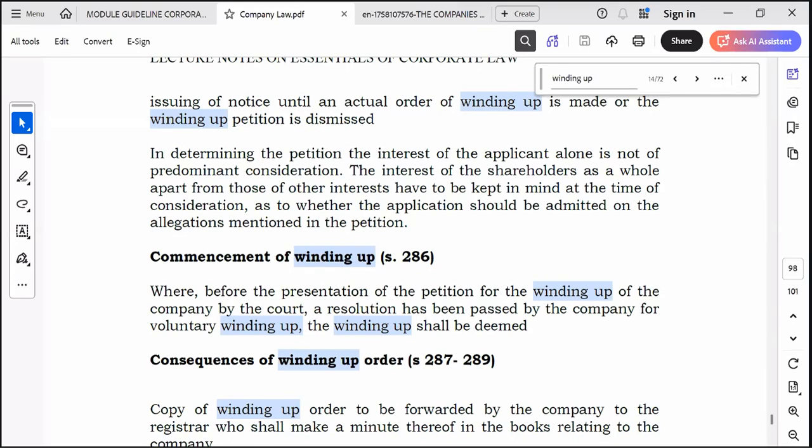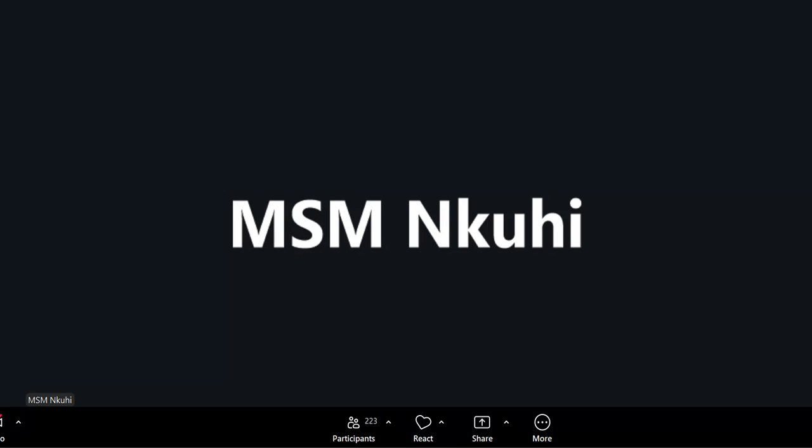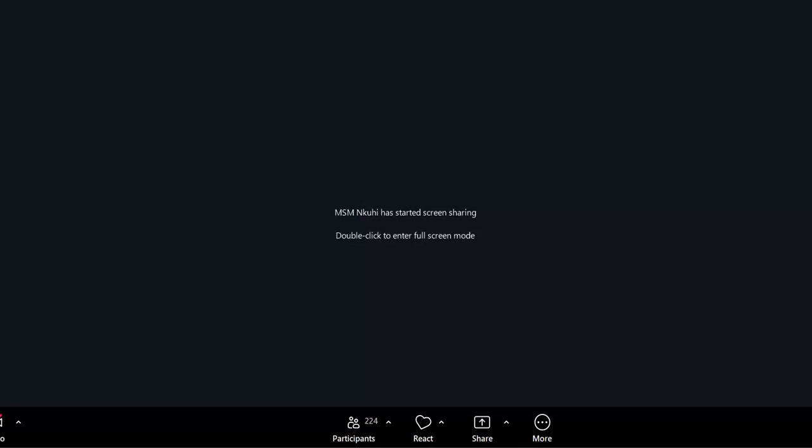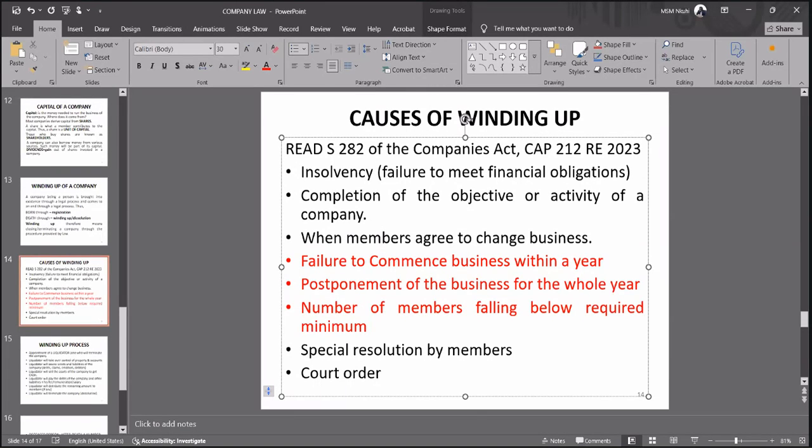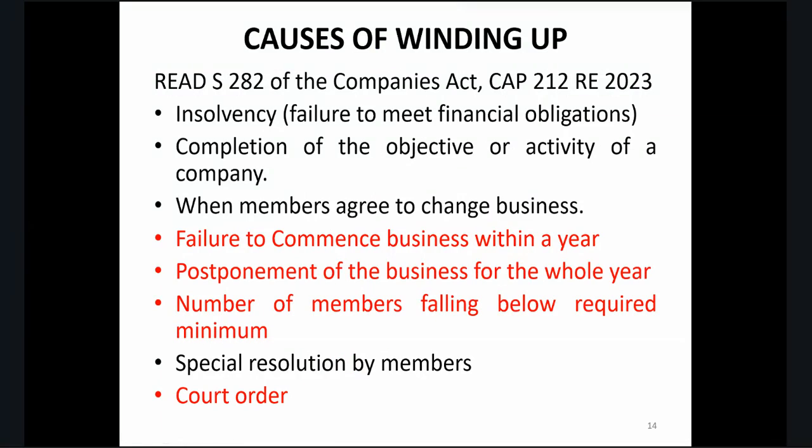So once that is done, the court will finally issue an order of dissolution, which will serve as a death certificate. So you see what I have looked at here. The reasons, the red ones, the ones that I'm highlighting, these are the reasons for compulsory winding up, because the provisions under the Companies Act are distinguished in terms of what are the causes or reasons for voluntary winding up and what are the causes for compulsory winding up.